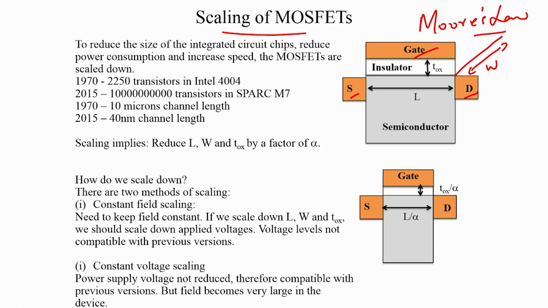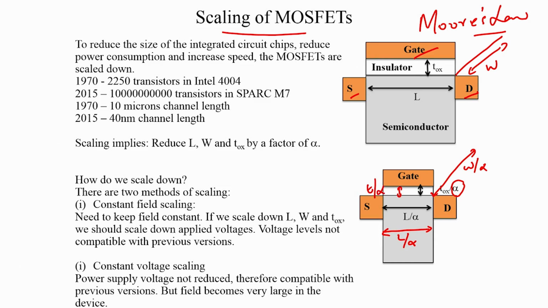So, what do you mean by scaling? Scaling simply means reducing the dimensions. When we say we are going to scale the MOSFET down by a factor of alpha, what we mean is we are going to reduce the channel length by a factor of alpha, we are going to reduce the channel width by a factor of alpha, and we are going to reduce the thickness by a factor of alpha. So, that is what scaling implies.